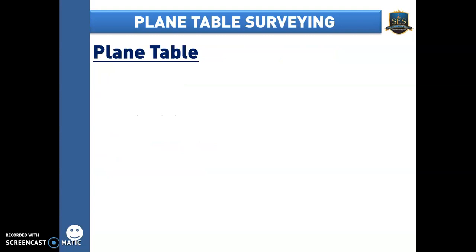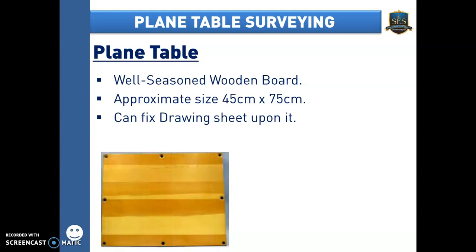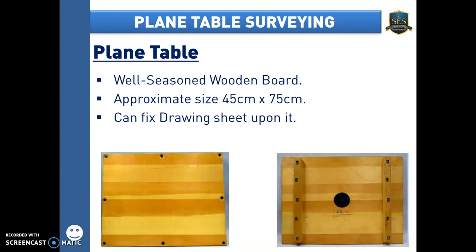Let us have a look at the plane table. It is a well-seasoned wooden board. Its approximate size is 45 cm by 75 cm. We can fix drawing sheets upon the plane table to do the plotting work. Here in the figure, we can see how a plane table looks.